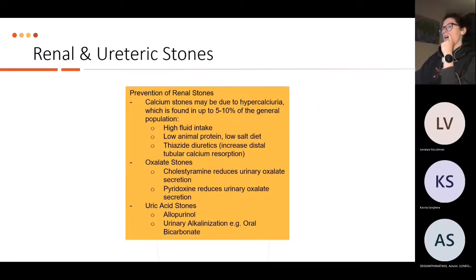Finally, prevention. This is more advice that you would give in a setting where you might work, say A&E. Drinking lots, changing your diet so you're not having, especially if you've got a metabolic predisposition to certain things, you might avoid certain foods, and some medication can also help in certain situations.